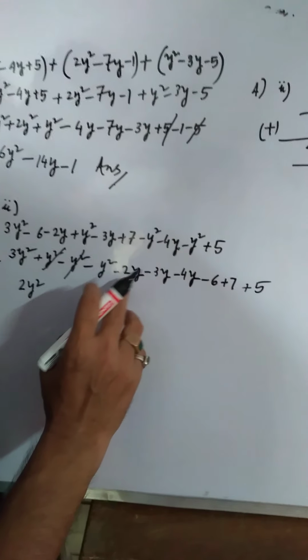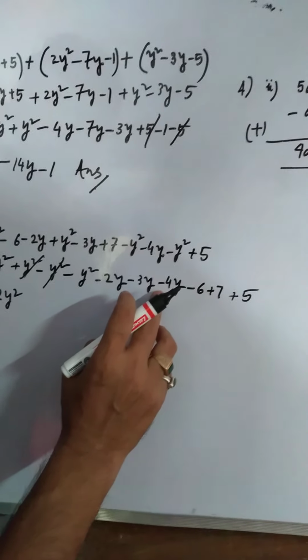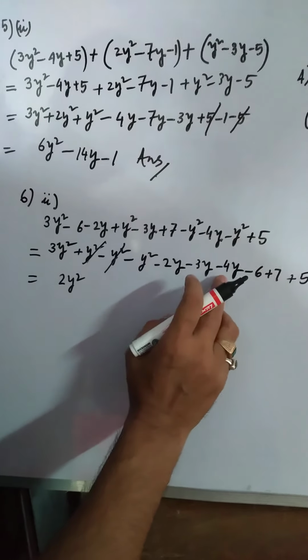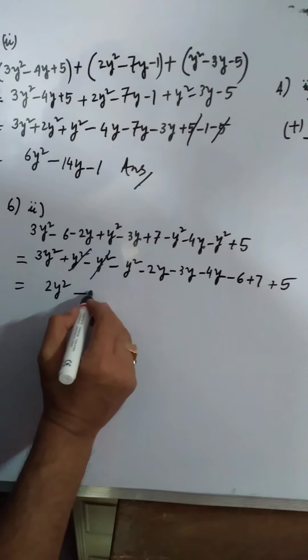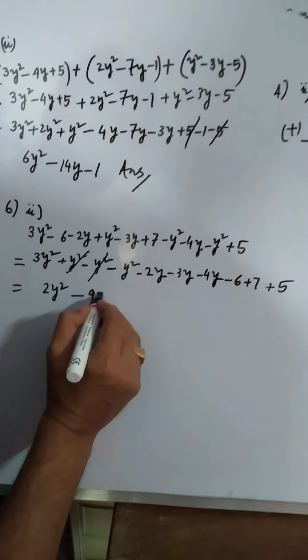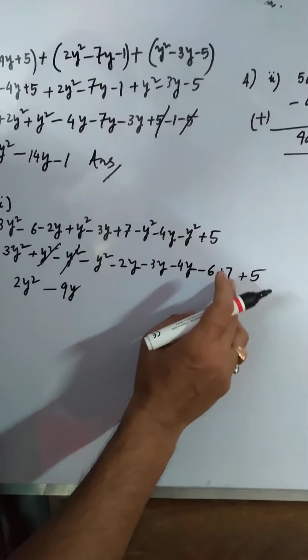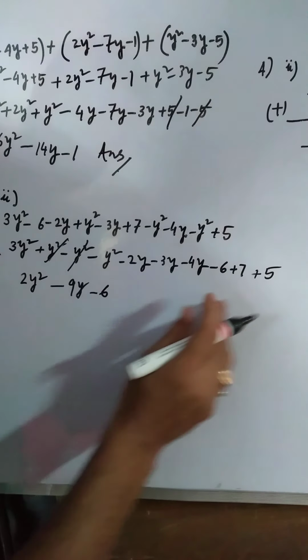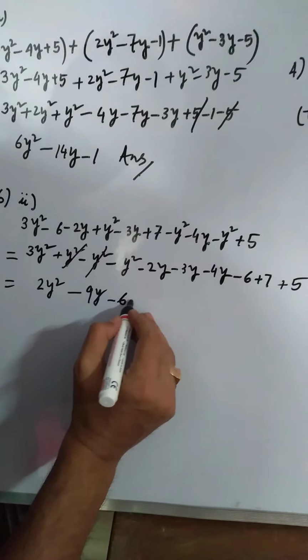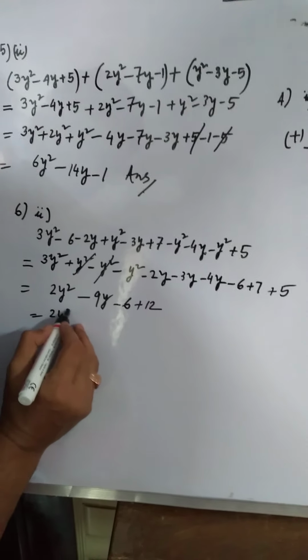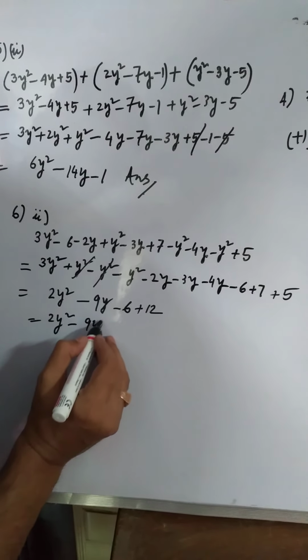Now minus 2y, minus 3y, minus 4y. You have to add them. 2 plus 3, 5, 5 plus 4, 9. So here it is minus 9y. Then minus 6, 7 plus 5. 7 plus 5 is equal to 12. So 2y square minus 9y.